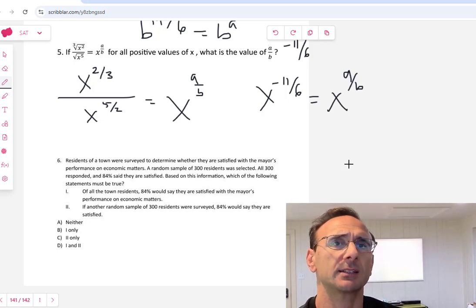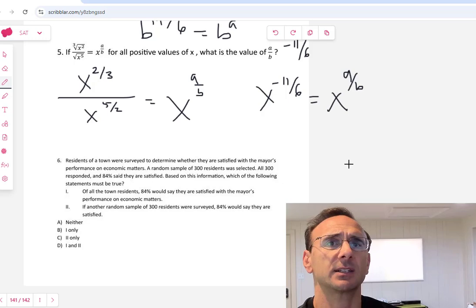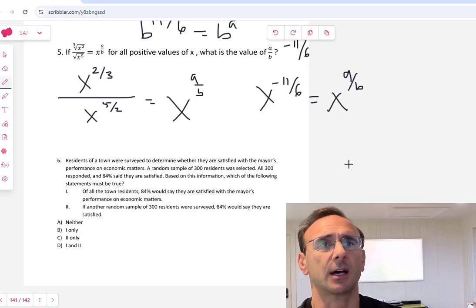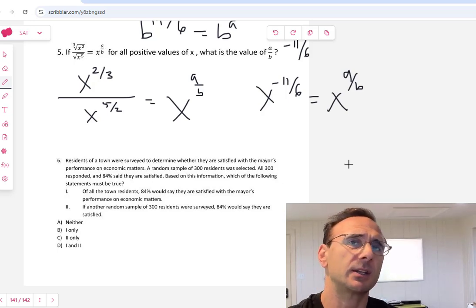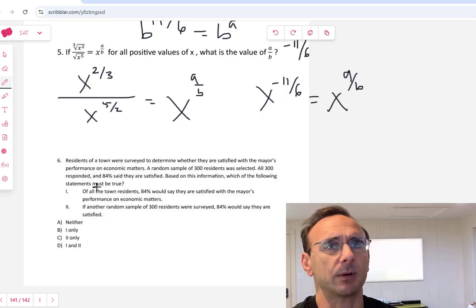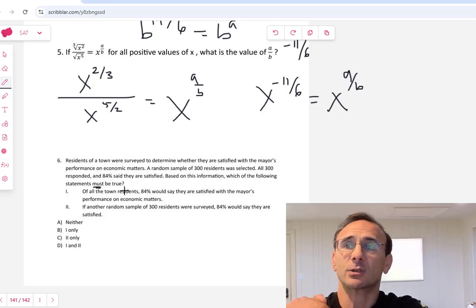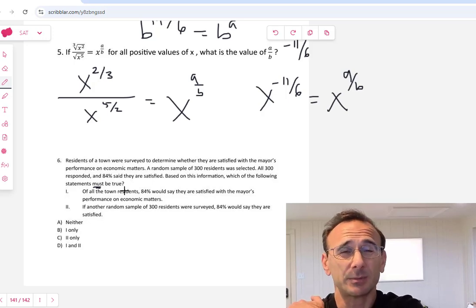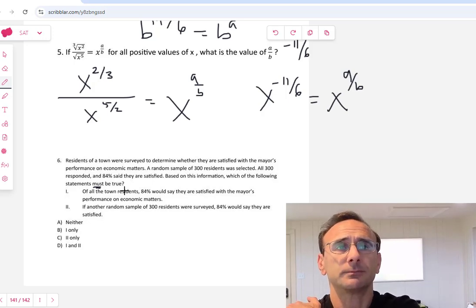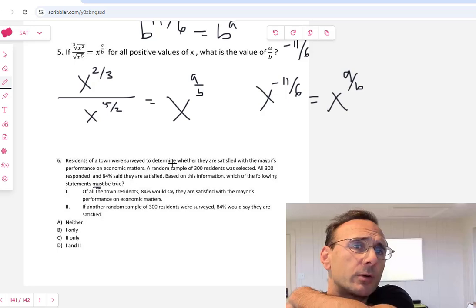So we're surveying the town. 300 residents were selected at random. 84% say they are satisfied with the mayor's performance on economic matters. Based on the info, which of the following statements must be true? That must is a very important word. Lots of things could be true, but what must be true? Not much. And so we'll go through the Roman numerals here.